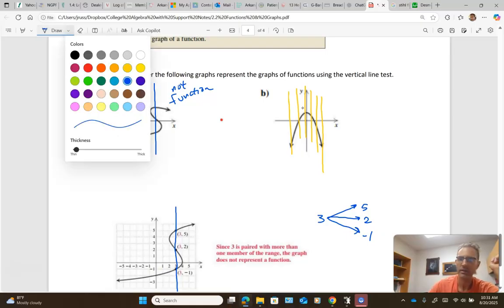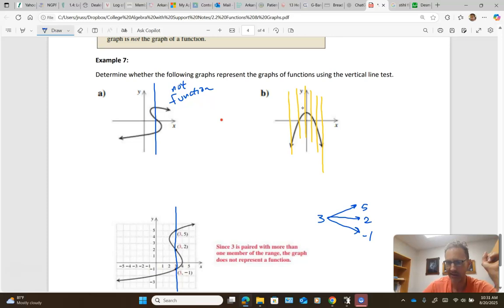Think back to the juice maker, okay? You can't put one specific type of fruit in the juice maker and then get two different types of juice, right? I cannot put a grapefruit in and then get both grapefruit juice and grape juice, okay? So one input, one output. All right, so this one is a function.